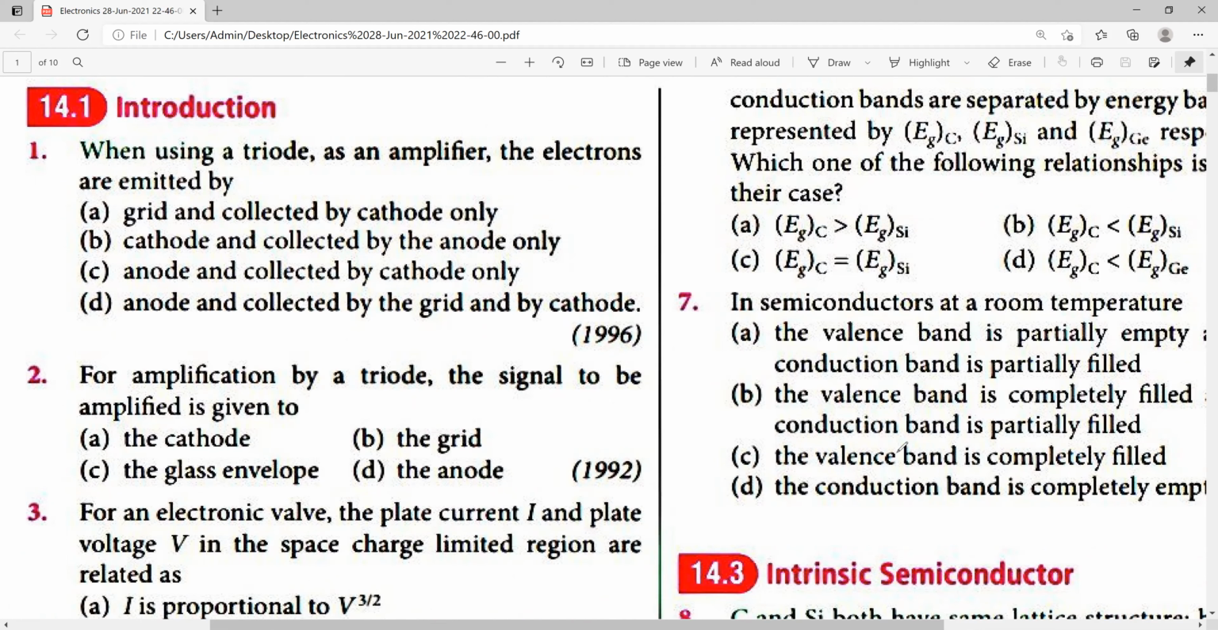What they ask is, first one: when using a triode as an amplifier, the electrons are emitted by, four options they have given: grid and collected by cathode only; cathode and collected by the anode only; anode and cathode by anode; collected by cathode only; anode and collected by the grid and by cathode. So when you observe all those four options, the right answer is B1.